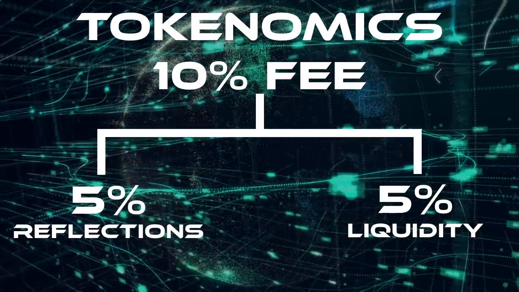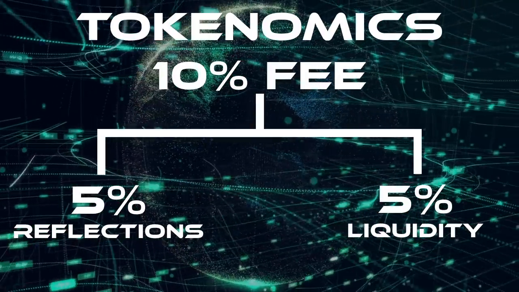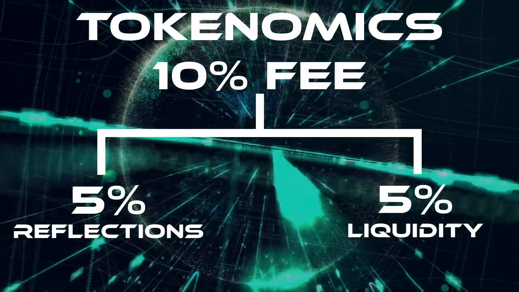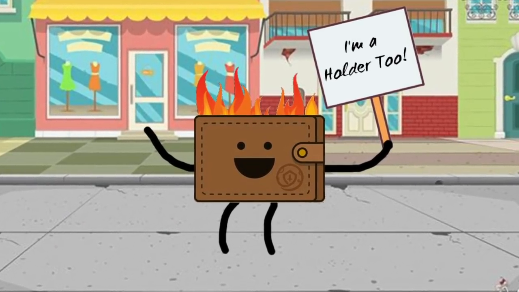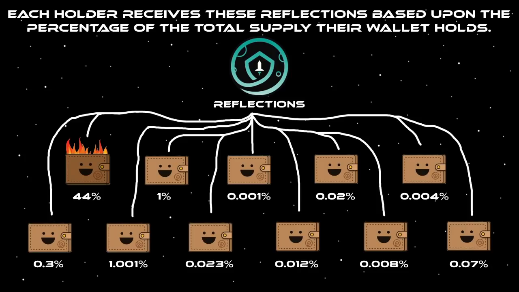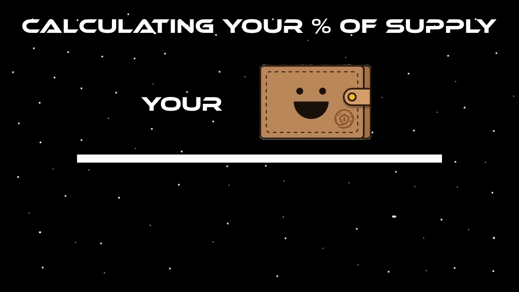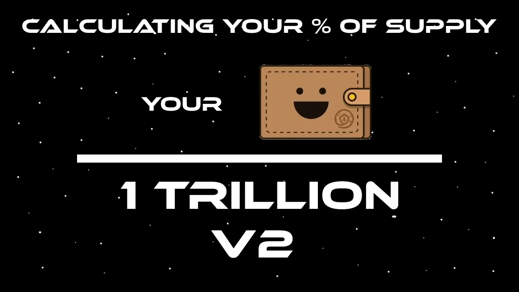The other half at 5%, which is the focus of today's video, are dedicated to redistribution, commonly referred to as reflections of tokens, to all holders, with the Safemoon burn wallet being considered one of those holders. Each holder receives these reflections based upon the percentage of the total supply their wallet holds. This is calculated by dividing the amount of tokens in your wallet by the total supply of Safemoon, which for V2 would be 1 trillion tokens.